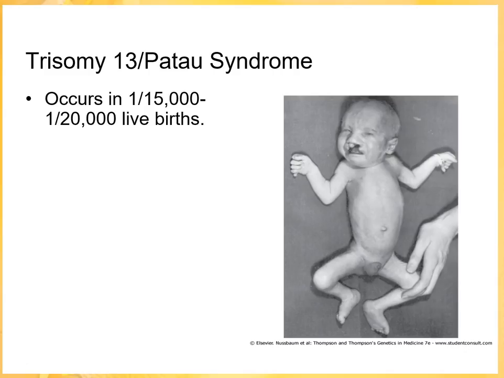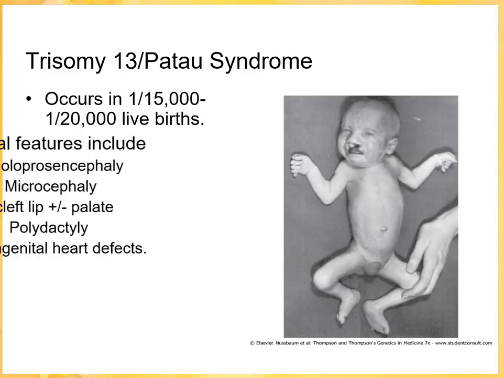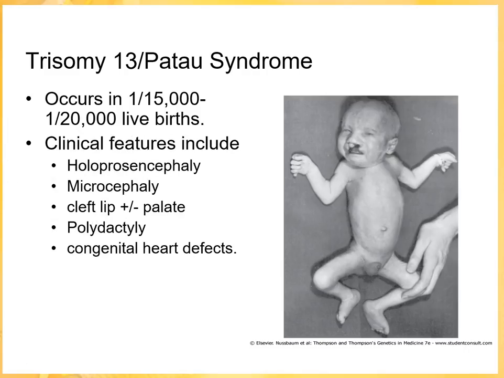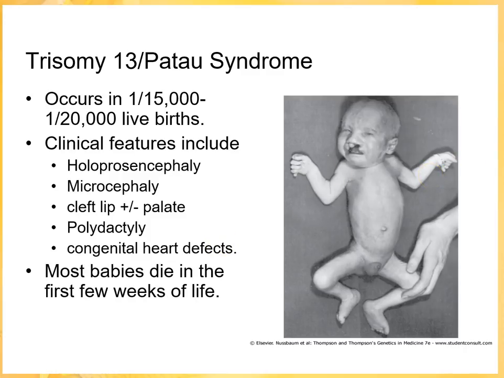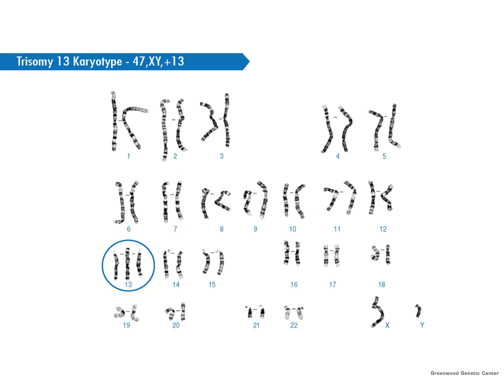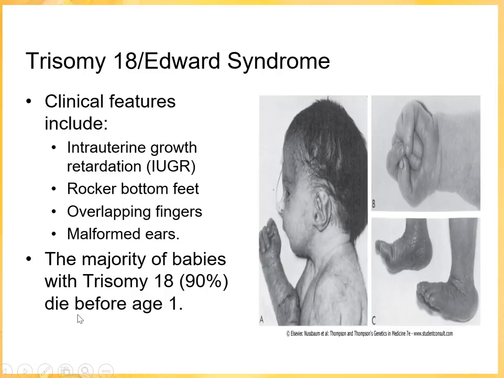Patau syndrome or trisomy 13 is fortunately much less common than Down syndrome because it's much more severe. Clinical characteristics include holoprosencephaly, where the brain does not divide into 2 halves, microcephaly, cleft lip and palate. Here we have the polydactyly, very severe congenital heart defects. Most babies die within the first few weeks of life. Less than 10% make it to a month, and less than 1% make it to a year. Here we have a karyotype, and there's 47 chromosomes, and there's 3 copies of chromosome 13.